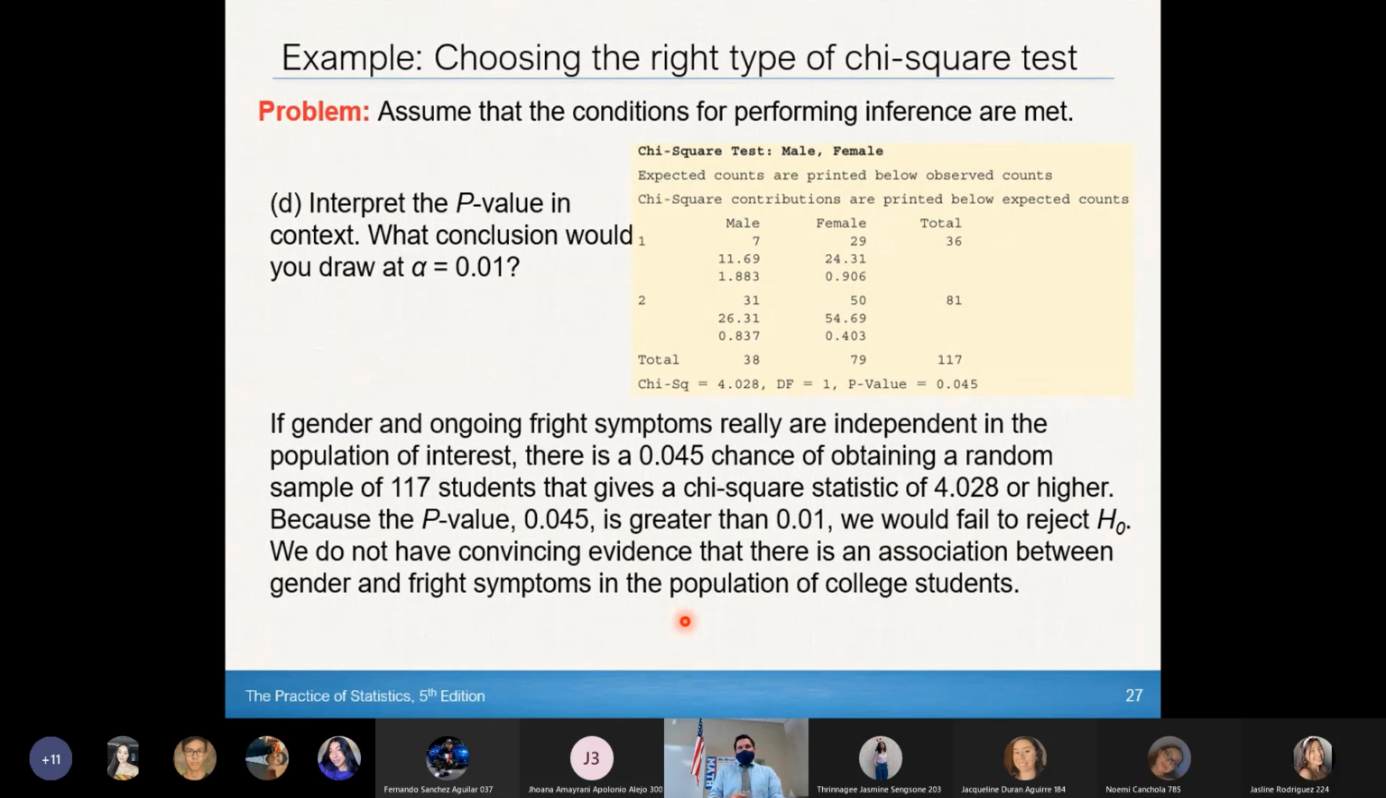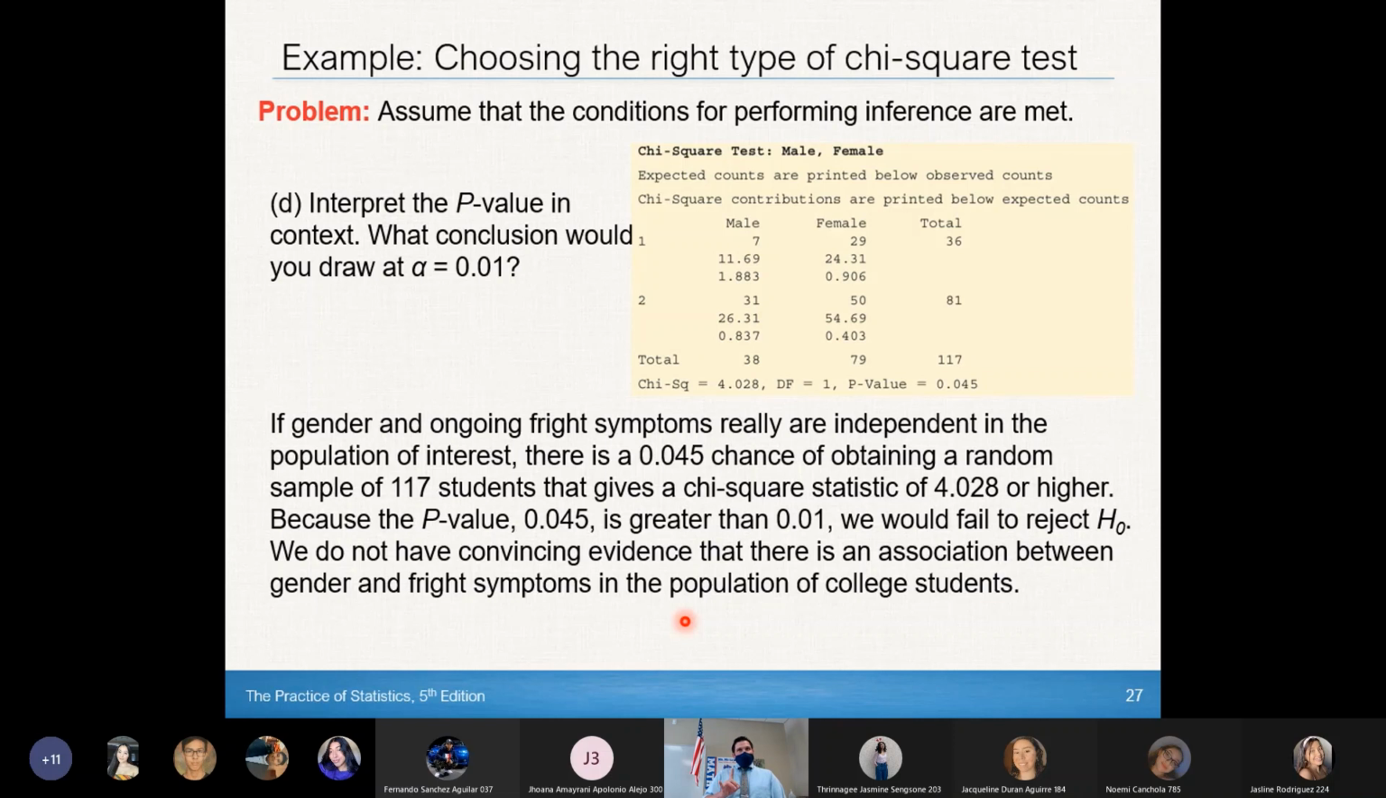If gender and ongoing fright symptoms really are independent in the population of interest, there is a 0.045 chance of obtaining a random sample of 117 students that gives a chi-square statistic of 4.028 or higher. That's the interpretation. Because the p-value 0.045 is greater than 0.01, we would fail to reject the null hypothesis. We do not have convincing evidence that there is an association between gender and fright symptoms in the population of college students.